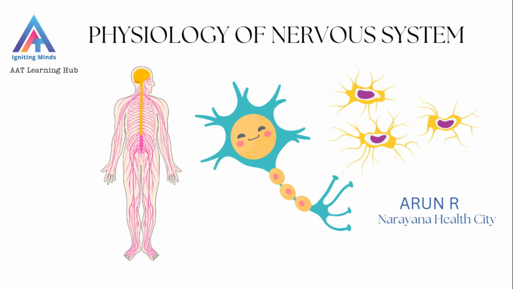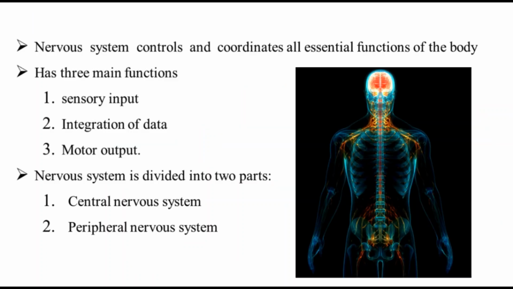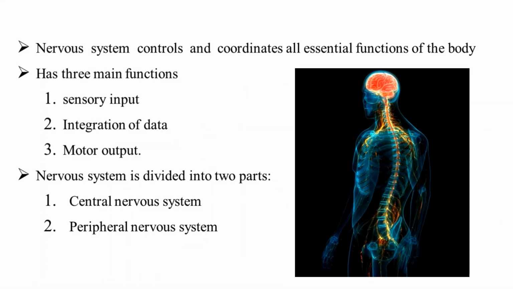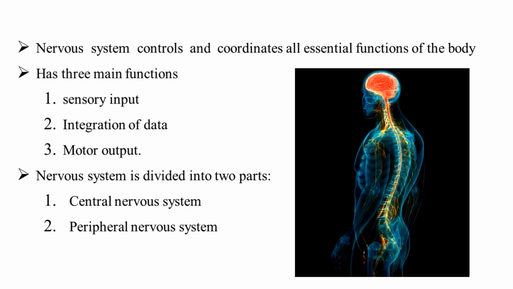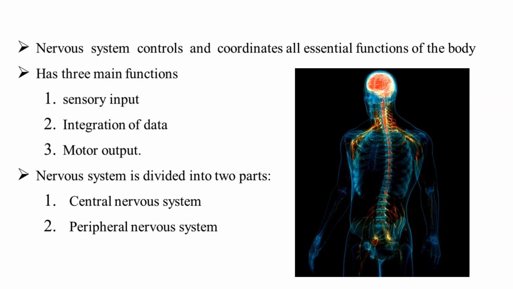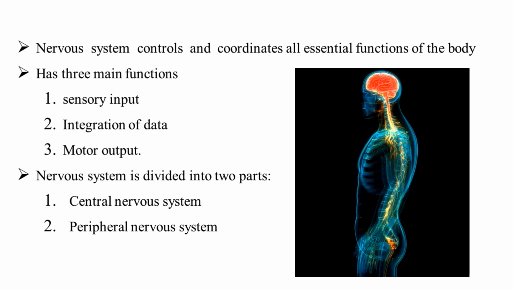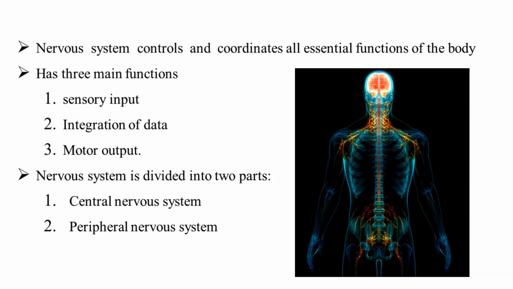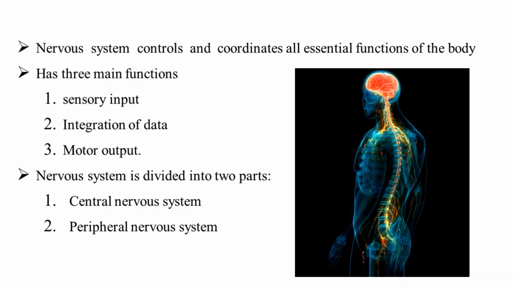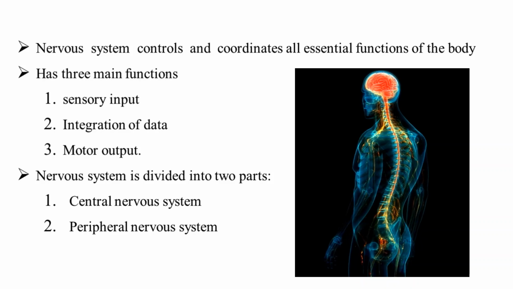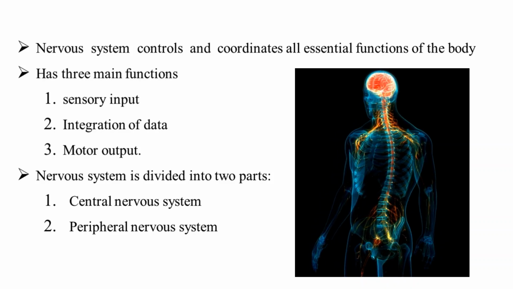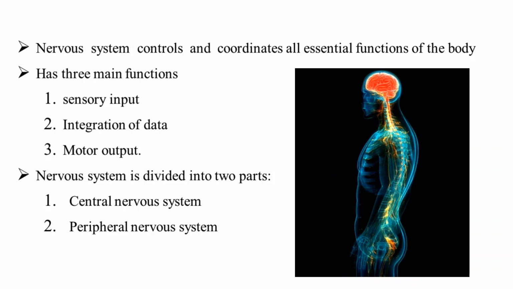This video is going to be first in the series of videos on physiology of nervous system. As you all know, nervous system controls and coordinates all essential functions in the body, thereby helping in maintaining balance and homeostasis. It has three main functions: sensory input, integration of data, and motor output. And the nervous system is broadly divided into central nervous system and the peripheral nervous system.